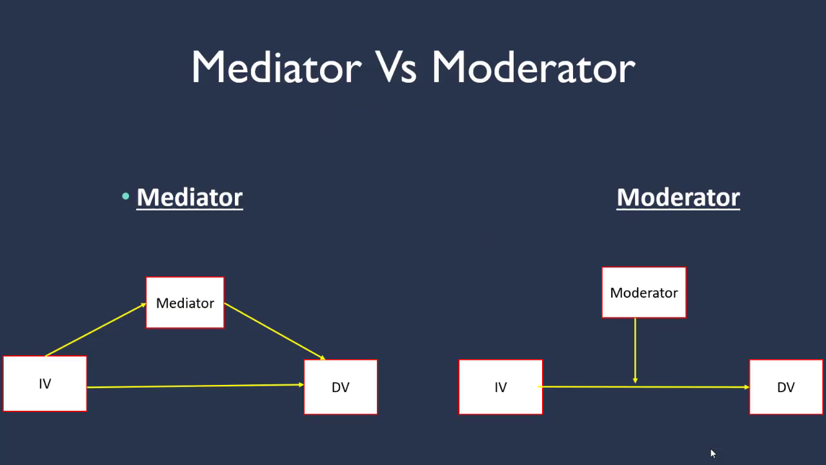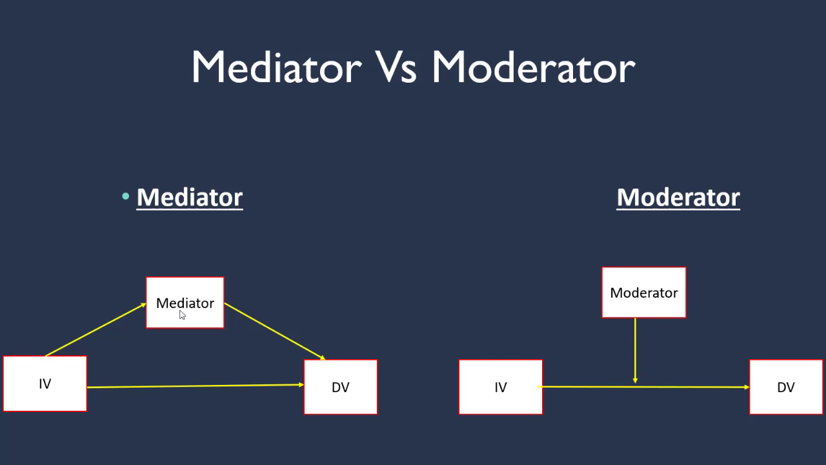So this diagram is actually telling us the difference between the mediator and a moderator. On the left hand side we have the mediator. You can clearly see one variable is IV, representing the independent variable. Then we have the dependent variable, and in between we have the mediator. When we talk about a mediator, it's actually playing a bridging role between IV and DV.